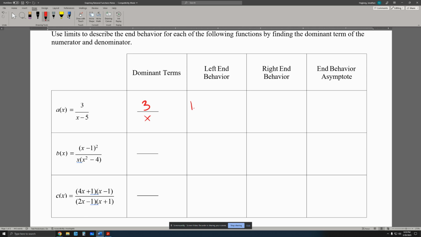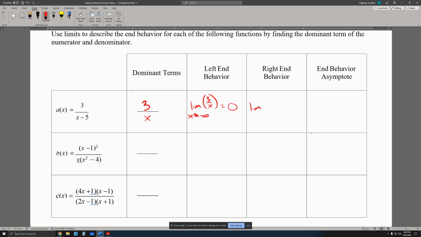So therefore, the left-hand end behavior is the same as that of the quantity 3 over x as x approaches negative infinity. And so, as we plug in increasingly negative numbers for x, we find that the quantity 3 over x is a number that's very close to 0, but it's going to be negative. So a very, very tiny negative number. Well, as x approaches negative infinity, this is going to approach 0.